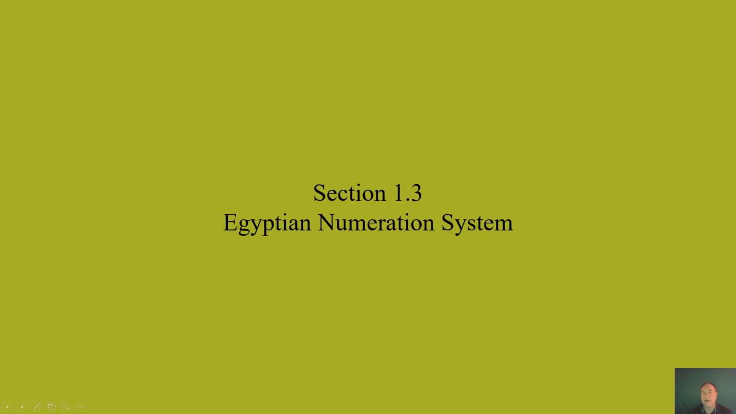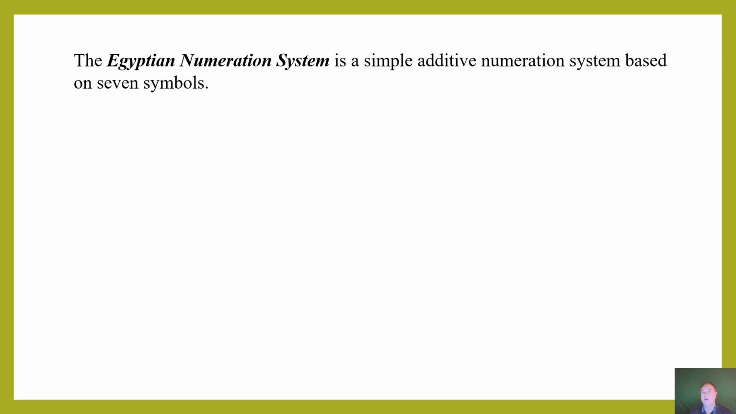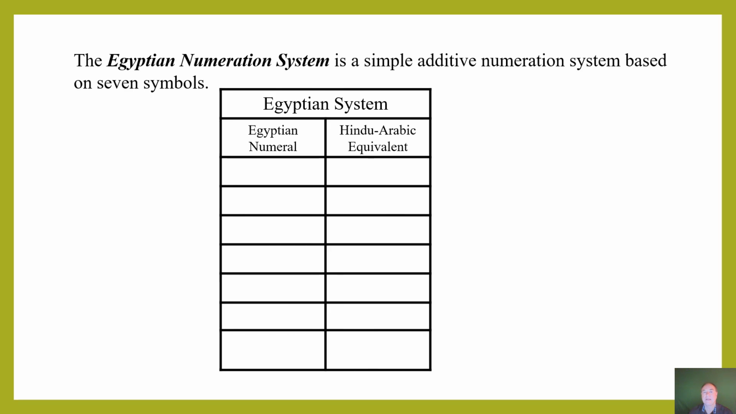Section 1.3 Egyptian Numeration System. The Egyptian numeration system is a simple additive numeration system based on 7 symbols. The symbols are: we take the stroke, which represents 1 as a Hindu-Arabic numeral.